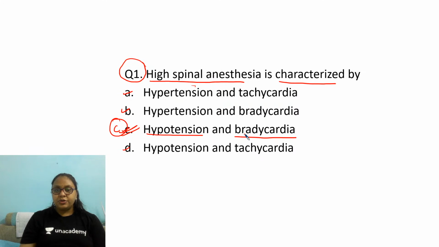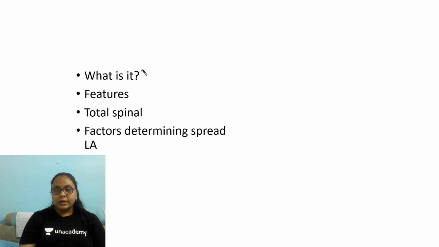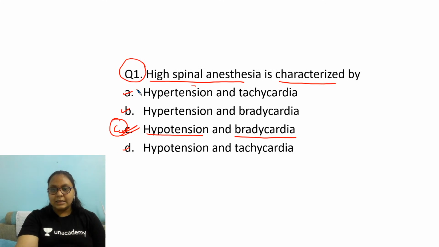High spinal anesthesia is characterized by C, that is hypotension and bradycardia. So first we should know what high spinal anesthesia is and what its features are. Dr. Sejal, welcome to the class. It is not A, it is C.